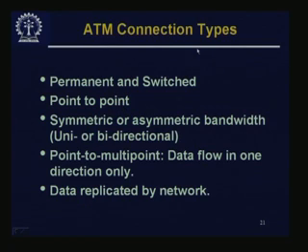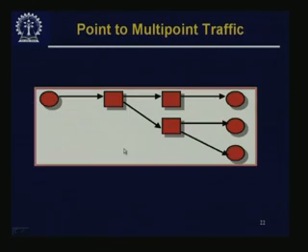So, ATM connection types are of various types. The most predominant ones are the switched virtual circuit, where you set up a path and then take it down, or the permanent virtual circuit which is pre-coded. There are other connection types also, for example, simple point to point connection, symmetric or asymmetric bandwidth connection, point to multi-point connection, data flow in one direction only, or data replicated by the network. So, this is an example of a point to multi-point network.